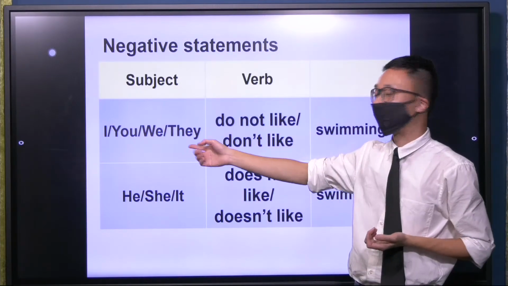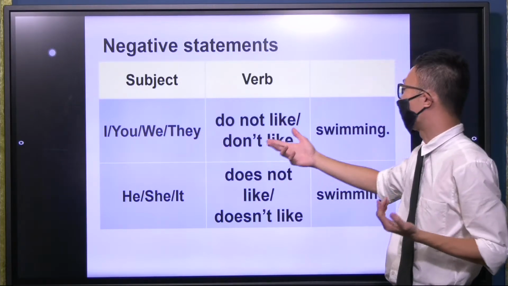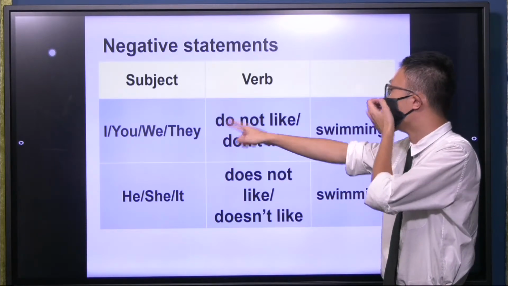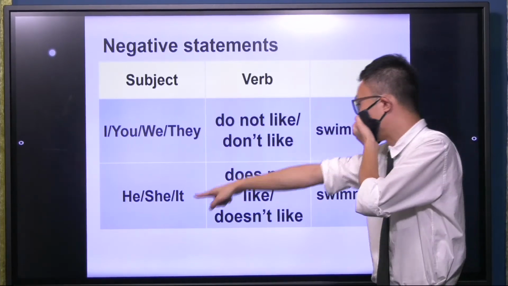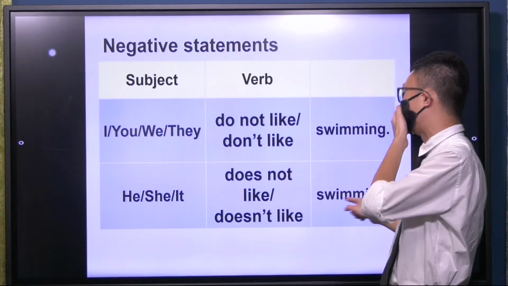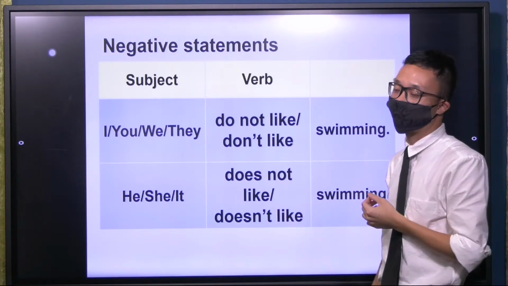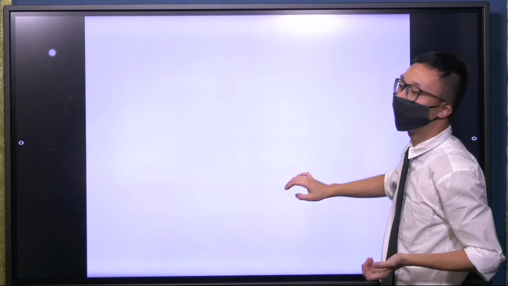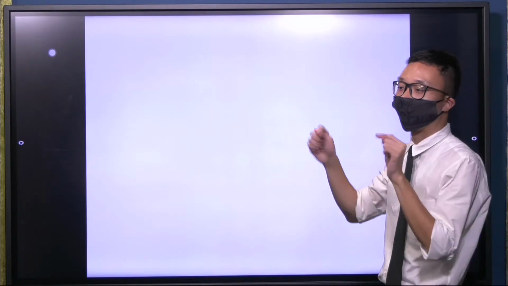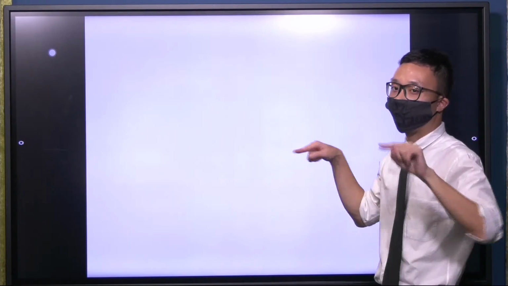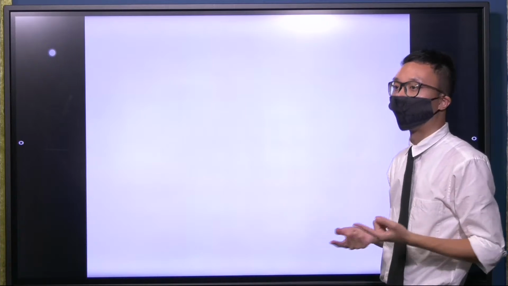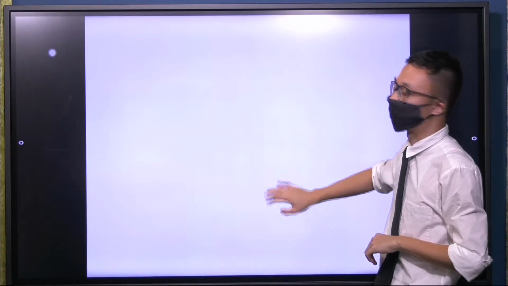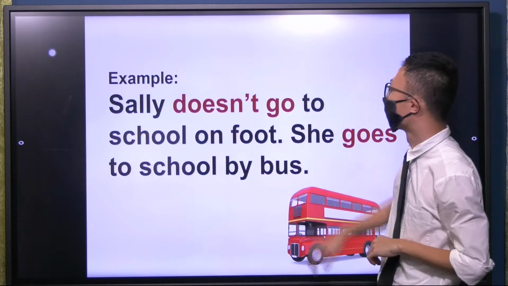We saw earlier the positive statement for the same sentence. The negative one would be I don't like swimming. He doesn't like swimming. This one is the negative statement. It is just a quick revision, all right? If you have questions, comment below in the live chat so we will know what your questions are, because this is just a quick revision. You're supposed to know this one, all right?